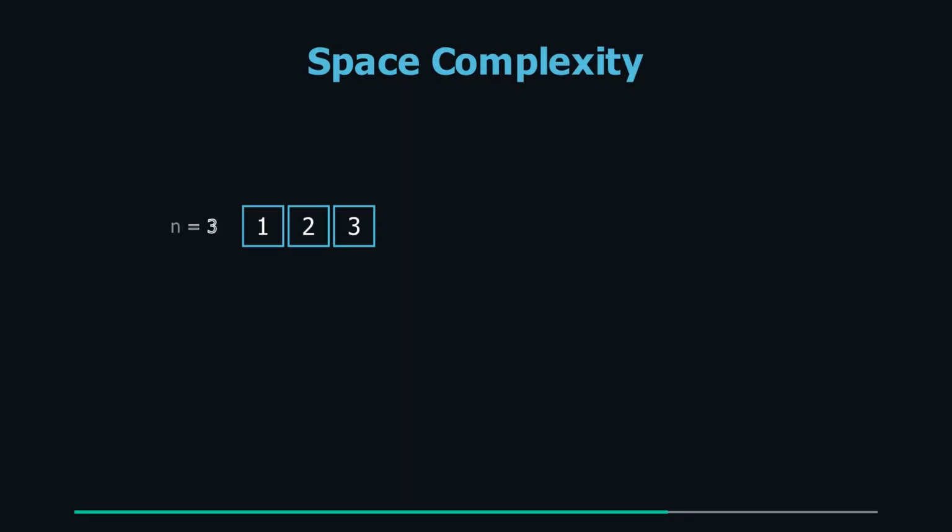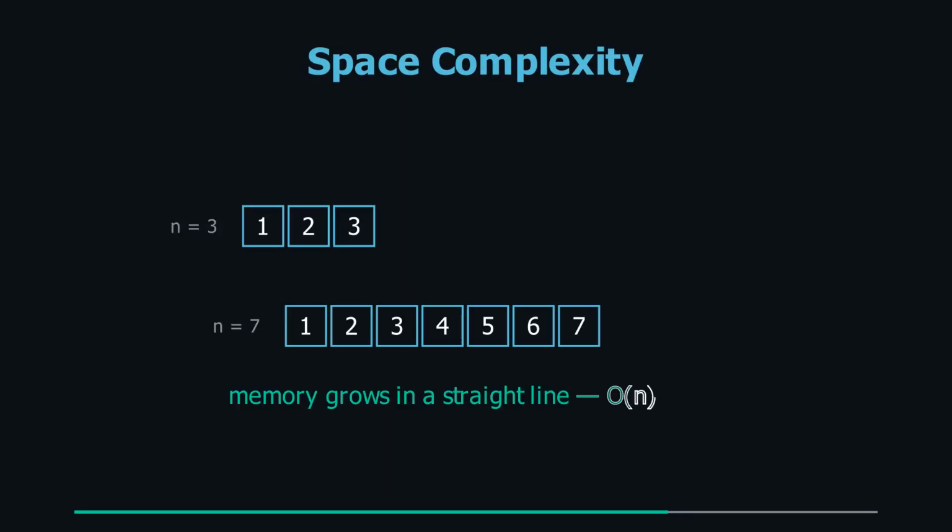Space is the easy part. Storing n elements takes O(n) memory. Double the elements, double the space. It grows in a straight line.